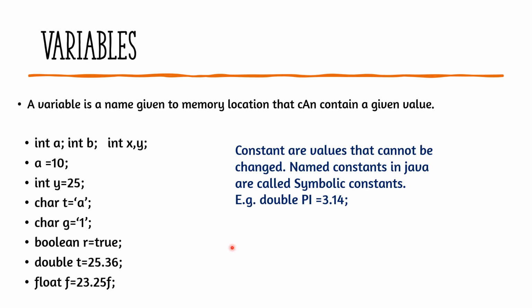And now symbolic constant. Constants are values that cannot be changed. And named constants in Java are called symbolic constants. For example, double PI is equal to 3.14. The value of pi will not change. And if you are using a symbolic constant, the variable name will be in capital PI.